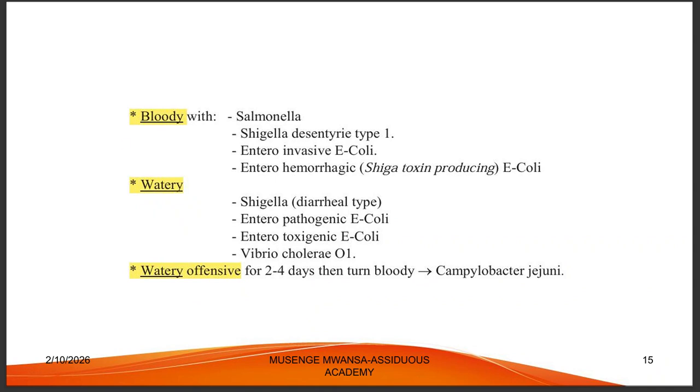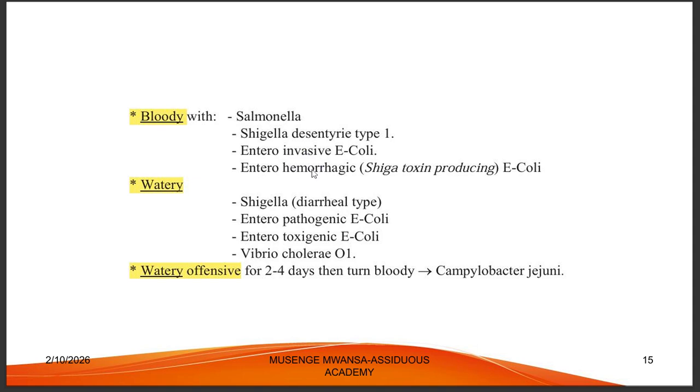Now, diarrhea caused by bacteria can be bloody, watery, and it can start bloody and then turn watery, or it can start watery and then turn bloody. So you need to know the causes. For bloody diarrhea, what are the causes? Salmonella, Shigella dysentery type 1, and then you have E. coli. In E. coli, you have five strains: entero-invasive, entero-hemorrhagic, and then enteropathogenic, enterotoxigenic, and then enteroaggregative. So the first two, entero-invasive and entero-hemorrhagic, these two cause bloody diarrhea. Invasive, it invades the wall of the GIT. That's why it will cause diarrhea which is bloody.